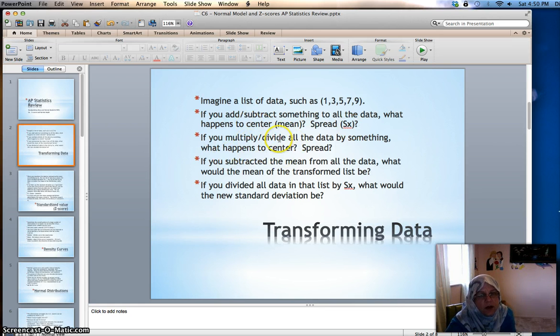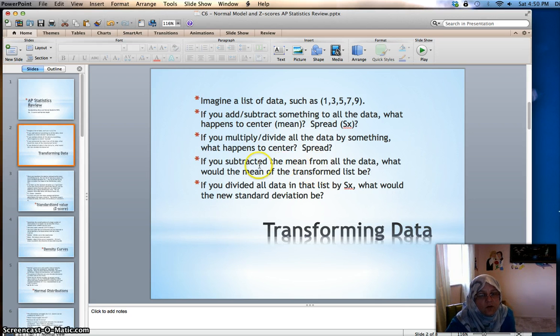What if we were to multiply or divide all the data by something? What would happen to center and spread? Okay, so our new list would become 2, 6, 10, 14, 18. And so would the mean change? Yeah, it would be doubled. Would the spread change? Yes, now the numbers are farther apart. How much? By a factor of 2.